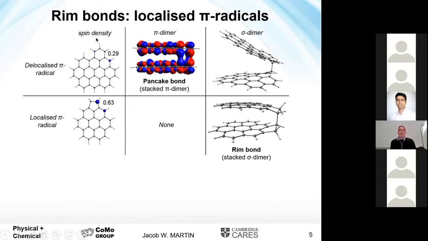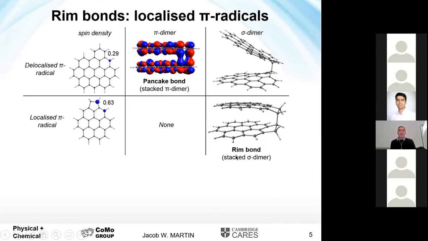And this means that unlike with the delocalized pi radicals, they actually form very strong bonds. So usually with a delocalized pi radical, it will form a weak pancake bond, roughly around 20 kilocalories per mole of binding energy. And you might be able to form a sigma dimer, which is a single-centered bond, but the molecules no longer can be stacked. However, for these localized pi radicals, you can actually form a bond while the molecules are stacked, which is unique.